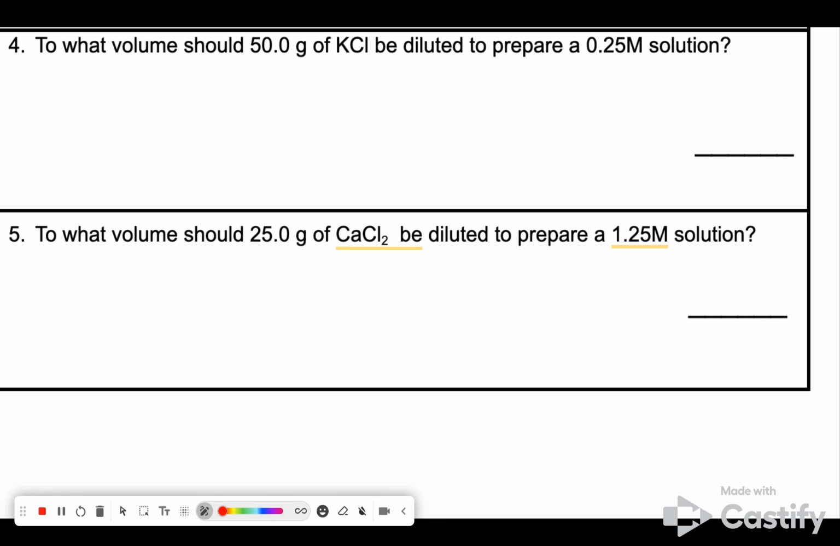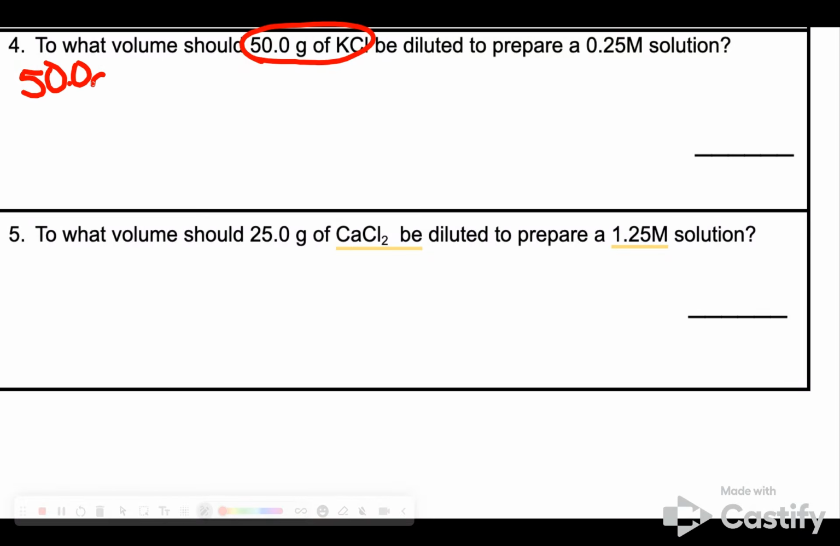So now number 4. Number 4 is a little bit different. We're still using the same formula, but now they're asking to what volume. So to what volume should 50 grams of KCl be diluted to make a 0.25 molar solution? So the very first thing here I have to do is take my 50.0 grams of KCl, and because I don't want it in grams, I want it in moles, I divide by the mass of KCl. So that's 39.10 plus 35.45. The molar mass is 74.55 grams per mole. My grams cancel out, and that's 0.67.